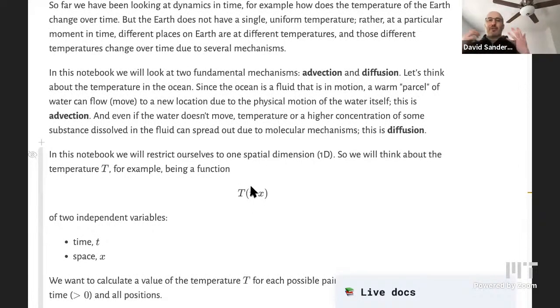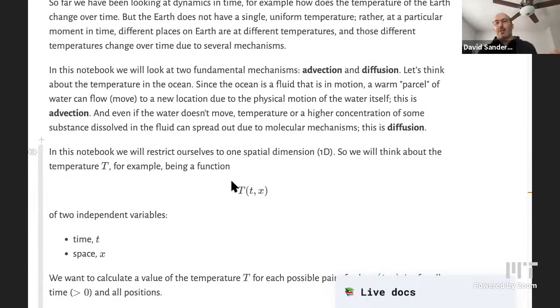We can call that a temperature field. A field just means, like a vector field, that it has a value and is a function of different positions and times. And we want to calculate this temperature as a function of space and time, and it's going to vary in space and vary in time.